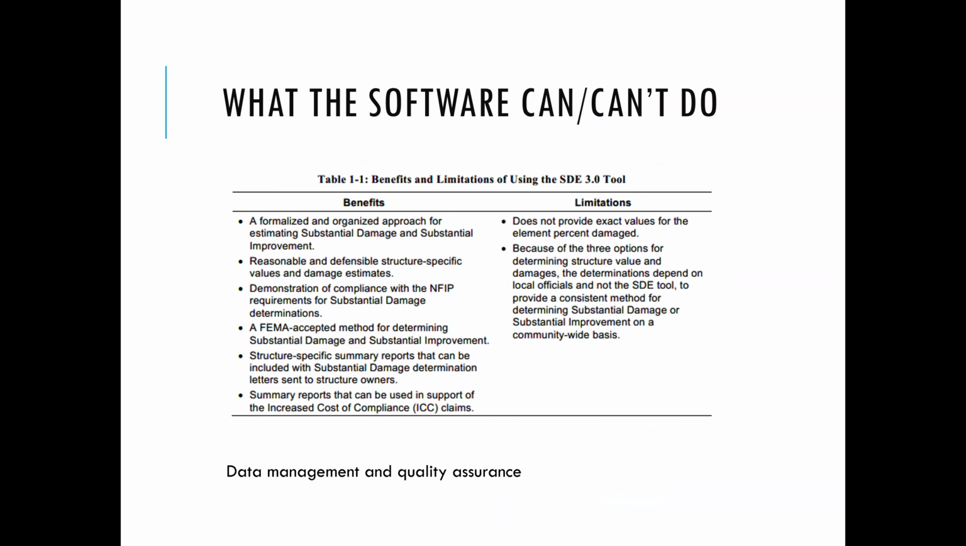And so here's what the software can and can't do. It can give you an organized approach for doing your assessments. It's reasonable and defensible. It's FEMA approved. Demonstration of compliance with the NFIP. It's structure-specific summary reports that you can generate and then sign. They're excellent to go out with your determination letters. And those summary reports can support people's ICC claims, which is a separate claim. If you're substantially damaged and you have NFIP insurance, they'll give you an extra $30,000 to help you come into compliance. But the limitations on it: it doesn't give you exact values.